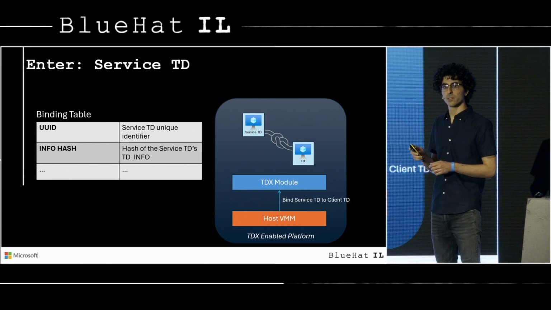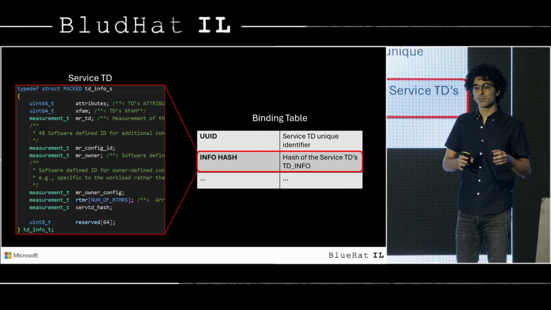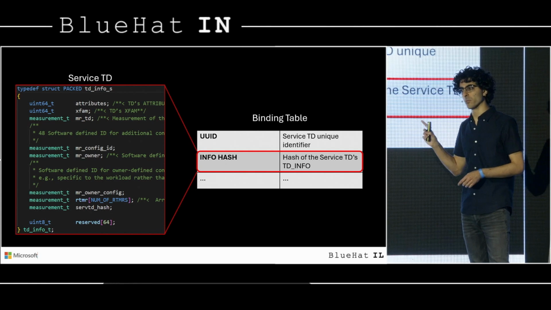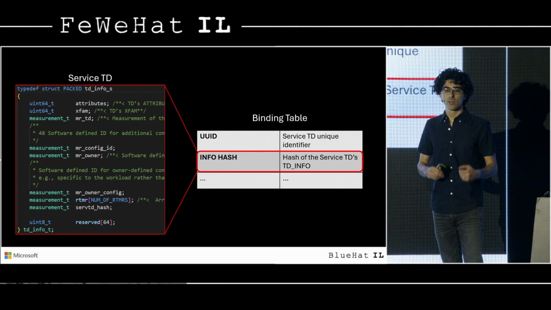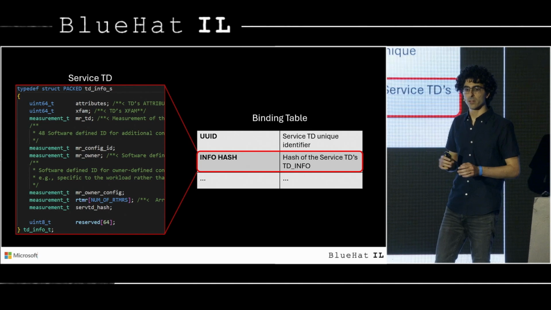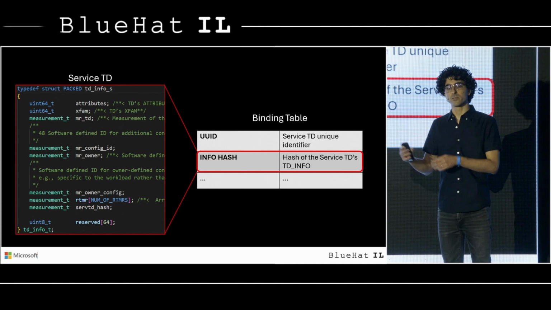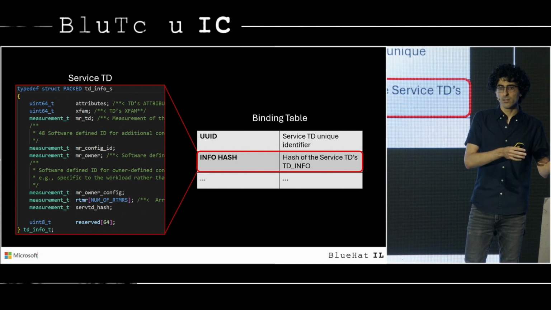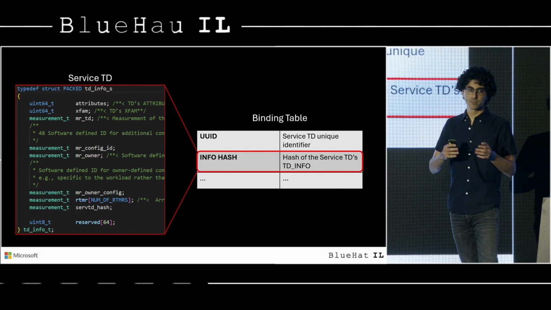And the second one is the info hash. Info hash is the hash of the content of the TD info struct of the service TD, that same TD info struct from Attestation. So basically, the module on bind takes the TD info struct of the service TD, hashes its content, and writes that hash in the binding table. That way, every time the service TD later tries to access a TD metadata, the module will calculate that hash again and compare it to the one in the binding table to see if it matches. If it matches, the access is granted.